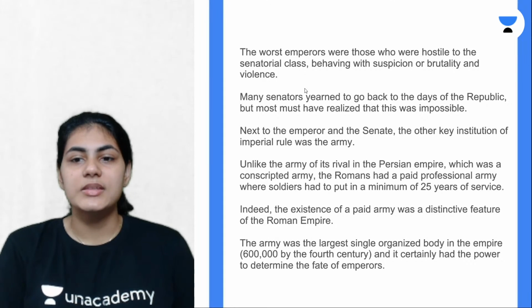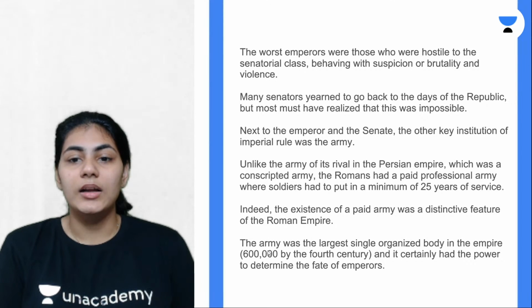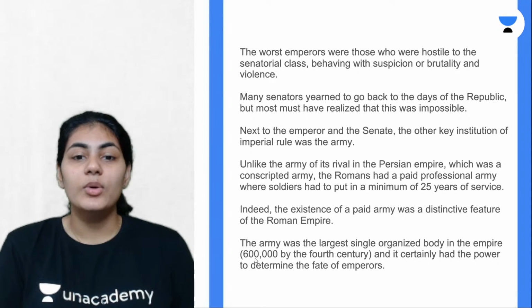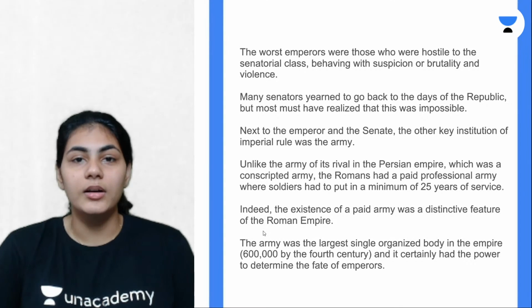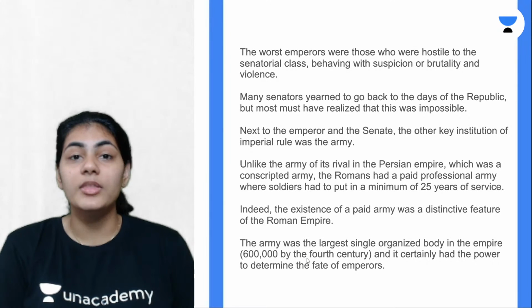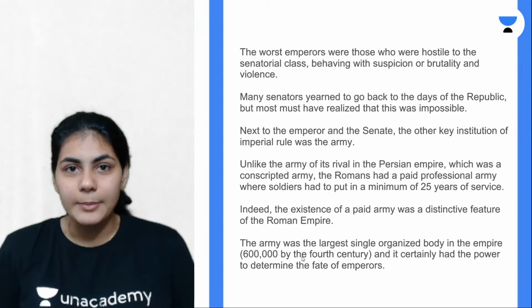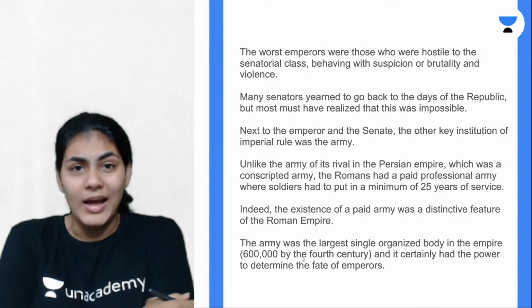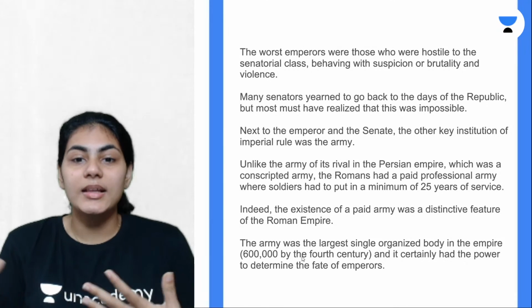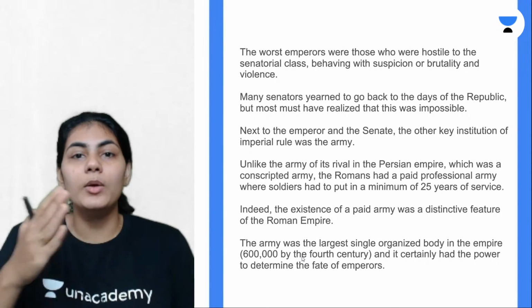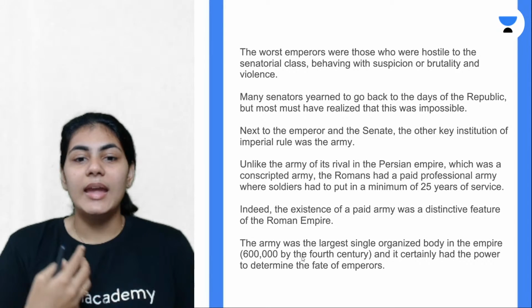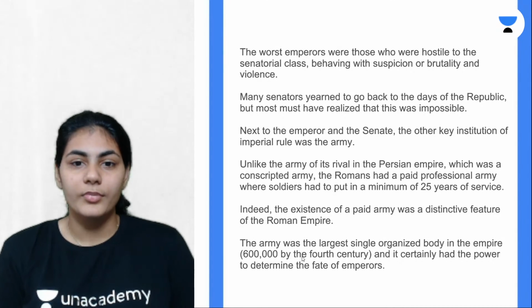So the army was again the largest single organized body in the Roman Empire. By almost the 4th century AD, there were 6 lakh, or 600,000 people in the Roman army. It definitely had the power to determine the fate of the emperors. If they did not like the emperor, if the emperor was being too brutish or too monarchical, then the army could go against him, because the army is powerful. Just imagine 600,000 people versus one emperor. Obviously, the emperor would lose. So if the emperor is doing something bad, his fate will be decided by the army.